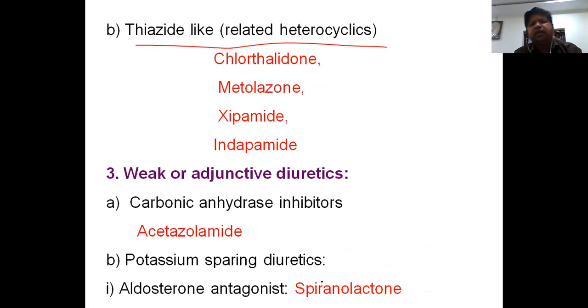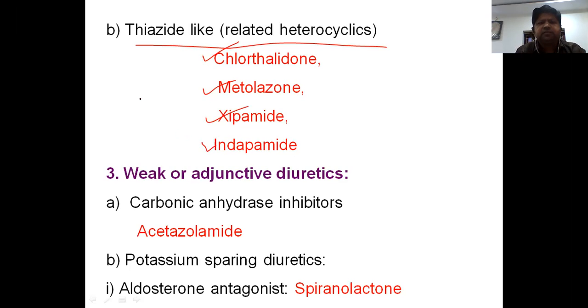Next, coming to thiazide-like diuretics. They are not completely thiazide. They have some other attachments also, meaning they will have some heterocyclic rings attached to it. I can say that they are not purely thiazides. They are partially thiazides. In that you have chlorthalidone, metolazone, xipamide, indapamide. So these drugs are thiazide-like diuretics, which are not purely thiazides.